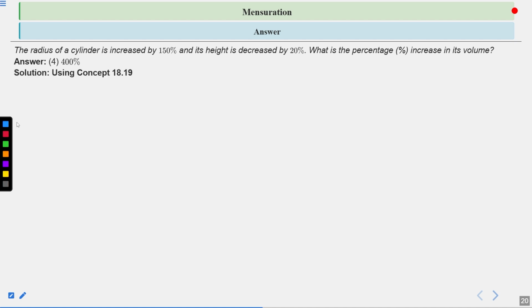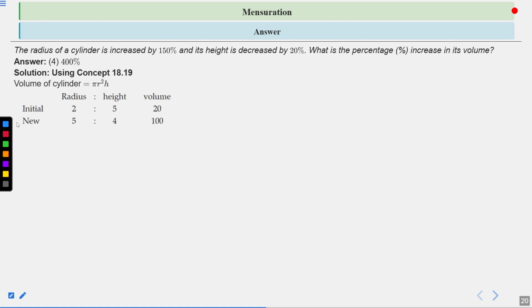Now see the detailed solution using concept 18.19 in this question. So we know that the volume of cylinder is pi r square into h. So first we take the radius as 2 unit. So new radius will become 5 unit because it is increased by 150%. So 3 unit it is increased, so it will become 5 unit. Same way, height is 5, and it is decreased by 20%. So the new height is 4 unit.